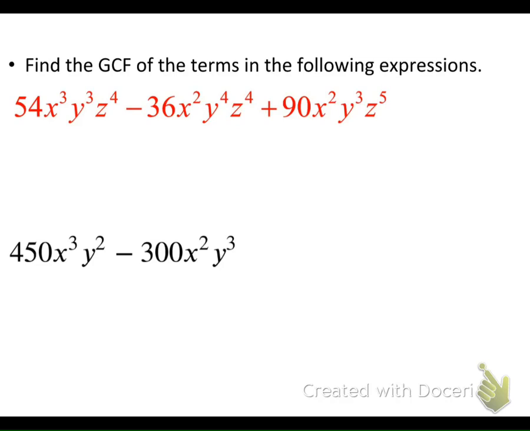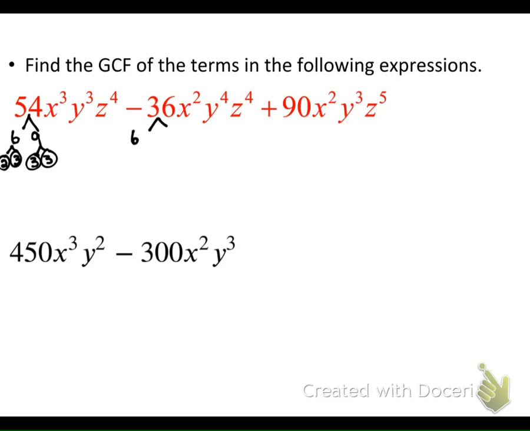The first two parts of our opener say find the greatest common factor of the terms in the following expressions. How many terms does this first expression have? Three. Good. So we're going to factor the three terms. What are my factors for 54? 6 and 9. Finish up 54 for me, Daisha. 2 and 3, and 3 and 3.